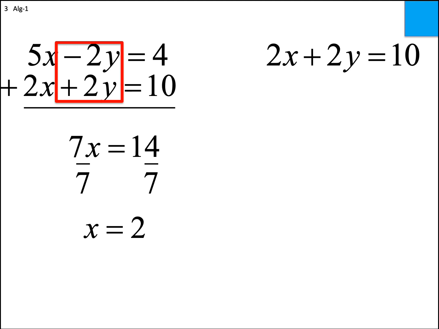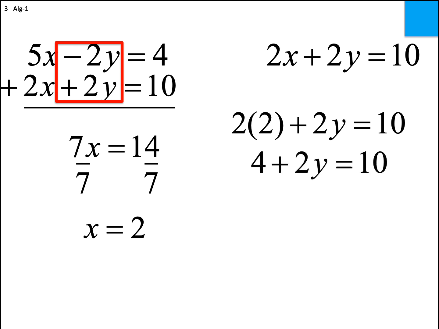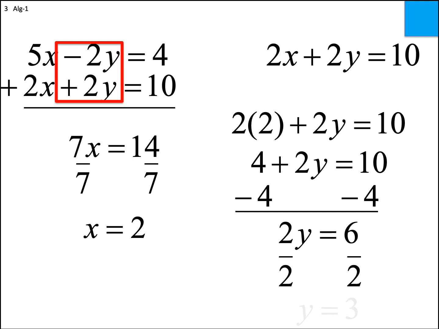Take this, substitute it into either one. Hey, they're all positive. I'll choose this one. Okay. Substitute for the x, the value 2. 2 times 2 is 4. Subtract 4 from both sides. Divide by 2. And I get the final answer, 2 comma 3. Feeling comfortable? Got the idea? If not, rewind, watch the 3 examples again.